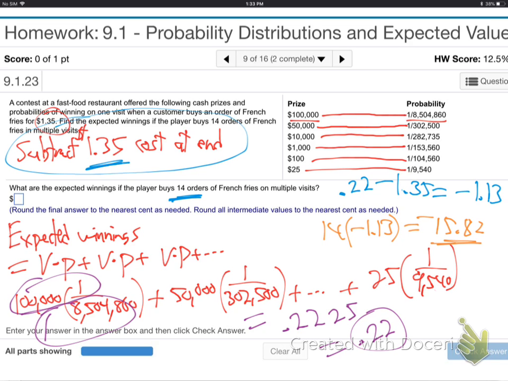You're paying $1.35 for the fries. You're getting 22 cents back in ticket value. You lost $1.13. You do that 14 times, multiply by 14, you lost $15.82. That's what you should expect to happen to your bank account on average.